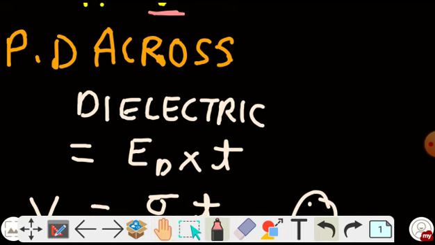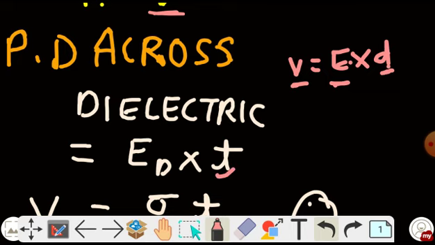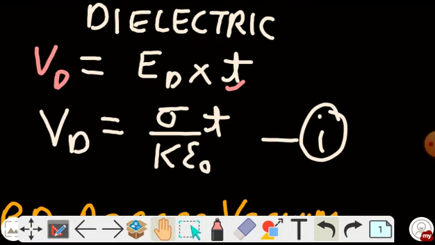So that's why we will use this formula, V equals E into D. But do remember, this D is the length or the thickness in which we have to find the potential difference, and E is the electric field in the region. So in the case of the dielectric region, the thickness D is T and E is Ed. Clear? Got the point? And this V is Vd, that is the potential drop across the dielectric. So put the value of Ed, that is sigma by K epsilon naught. Mark this as equation 1. So we have got the potential drop across the dielectric.